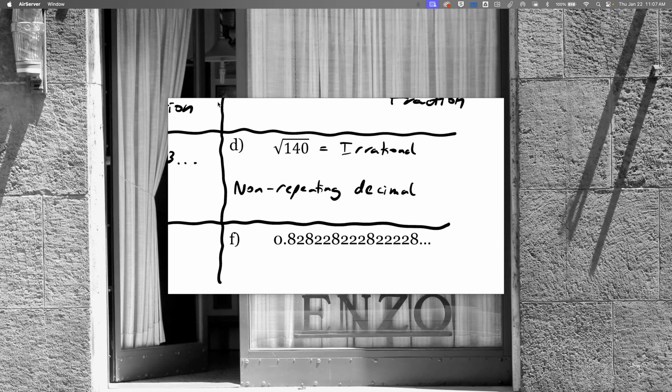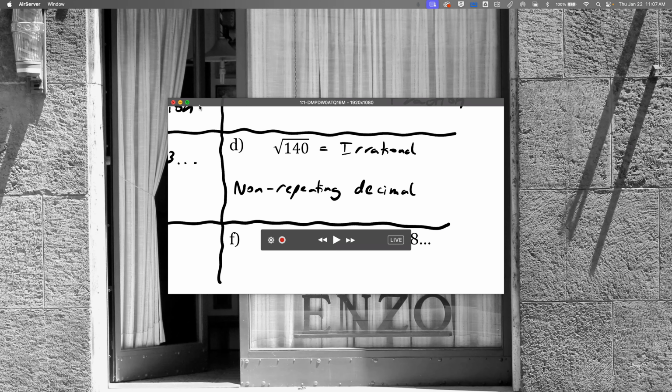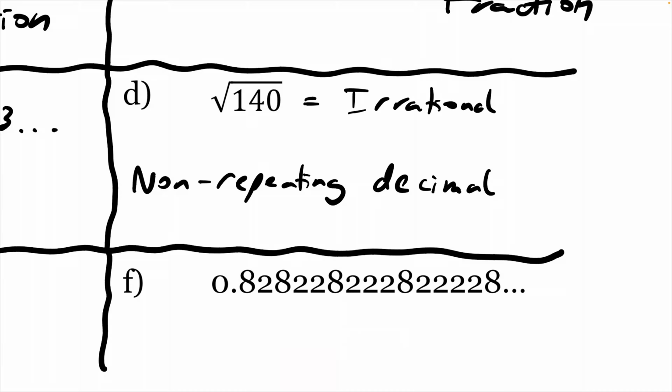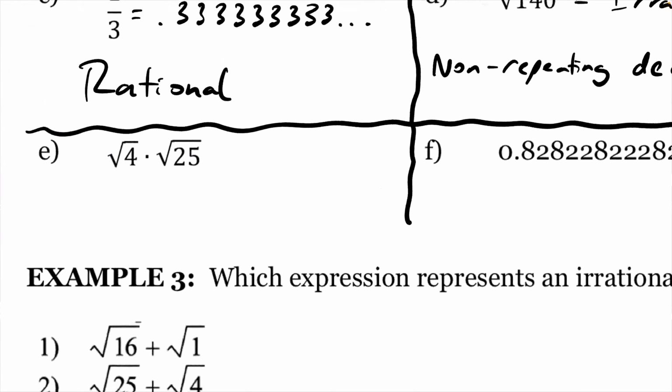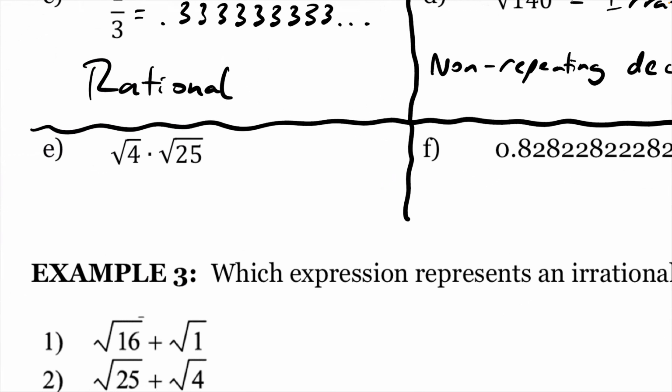Decimals are okay. Just because it's a decimal doesn't mean it's going to be irrational. Like the last one, 2c was rational, but it has to repeat. Okay? All right, so let's go to 2e. If you're not sure, use your calculator. What do you get when you multiply them? 10, right? The square root of 4 is 2. The square root of 25 is 5. So you actually just get 10/1. That is rational because it's a fraction.